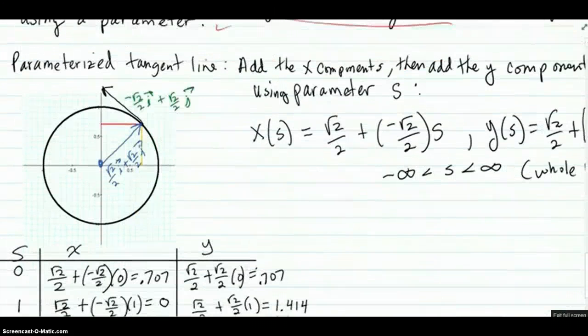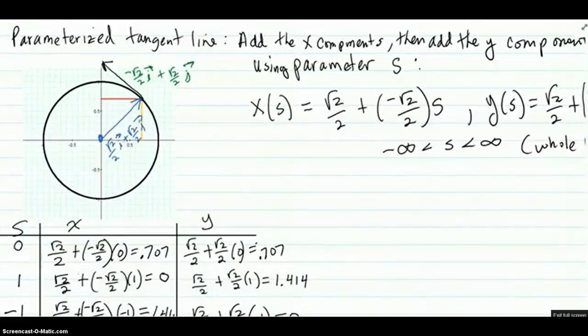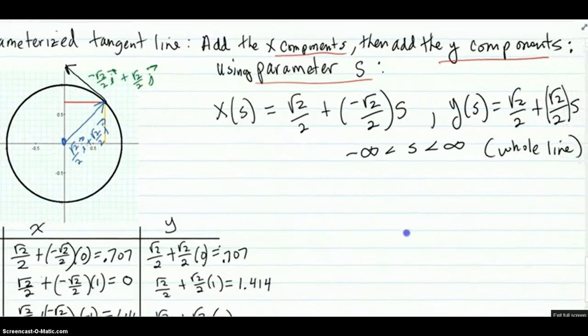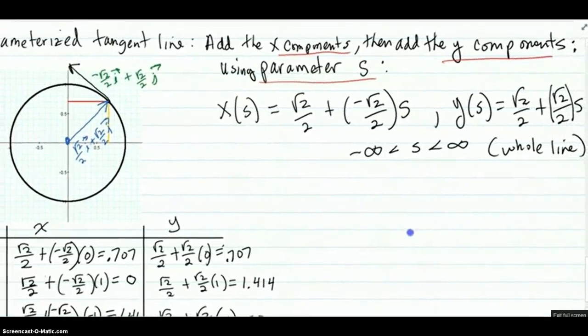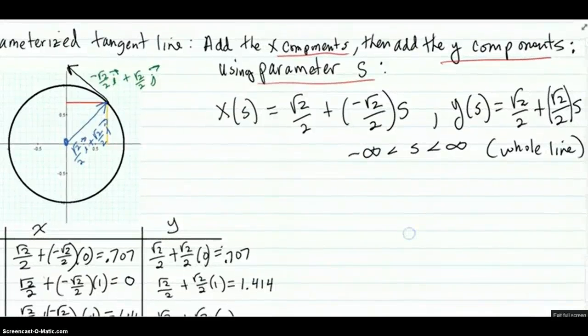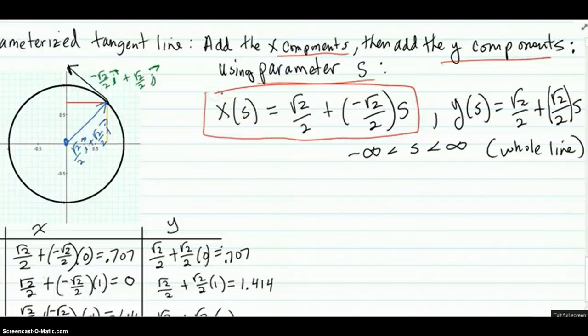So here's the process. To parameterize a tangent line, add the x components, then add the y components using the parameter t, and here is your parameterization. x of s is square root of 2 over 2 plus negative square root of 2 over 2 s, and y of s is square root of 2 over 2 plus square root of 2 over 2 s.